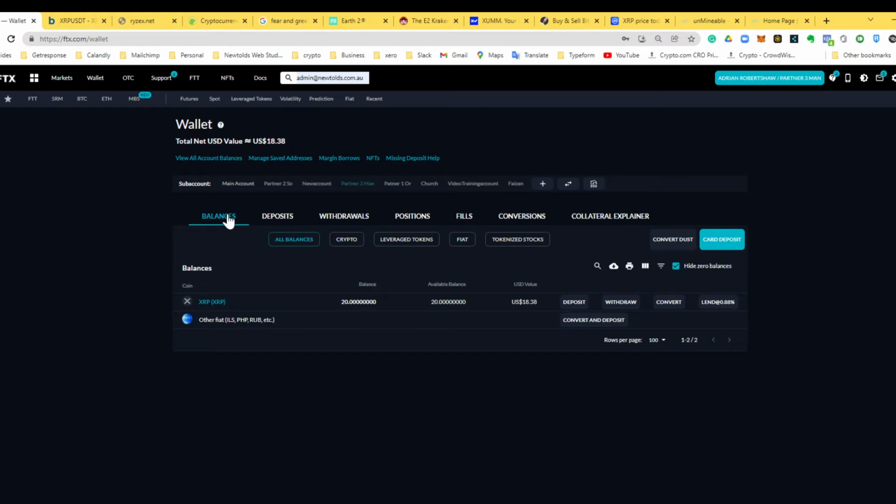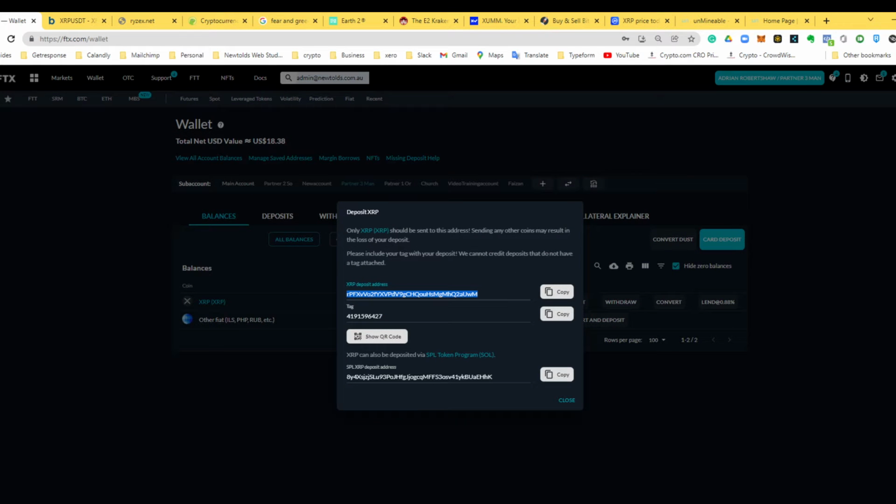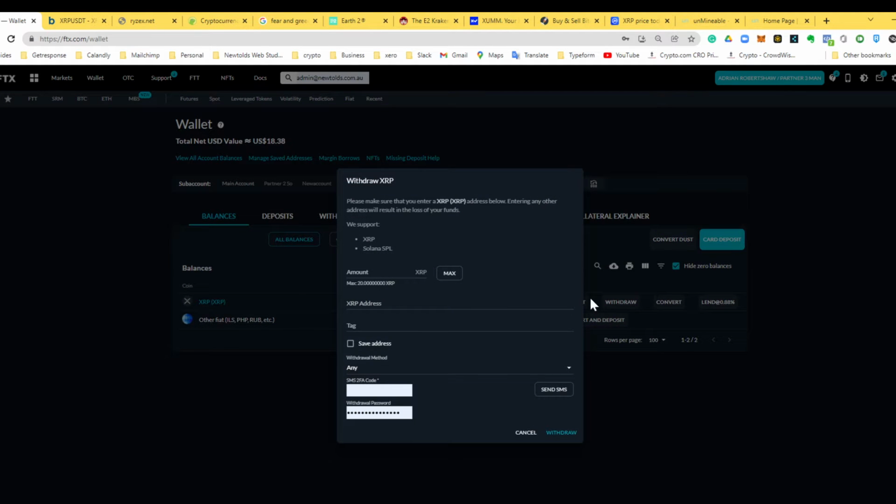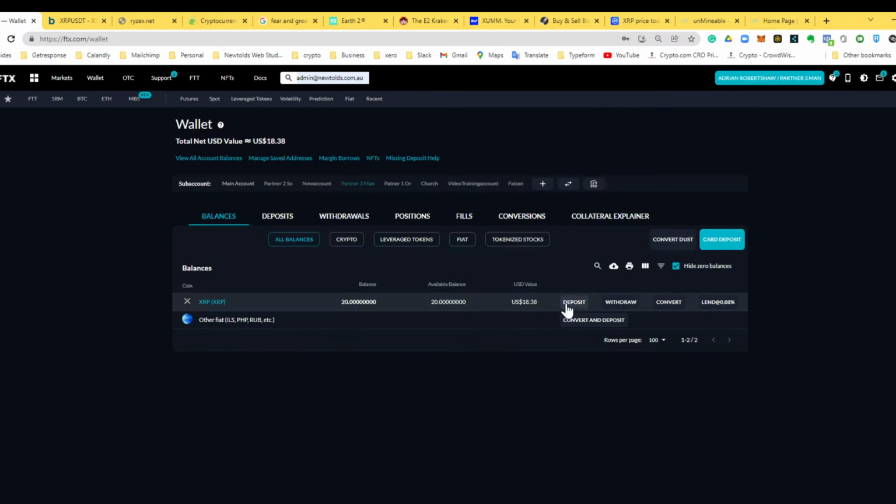So across the top, we've got our balances. That's what the balance of the account is at the moment. We can deposit, if we want to put money into another account, or we can withdraw it again to another account. So I'll go a bit slow on that one.